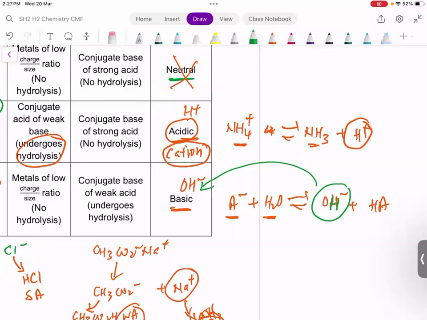The anion hydrolysis. Anion hydrolysis involves the conjugate base of the weak acid. So what is a weak acid? HA. What is its conjugate base after losing H+? A-. So this is the conjugate base of the weak acid.